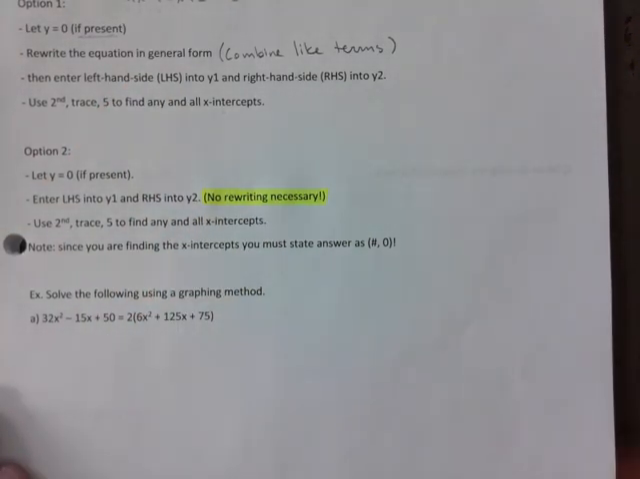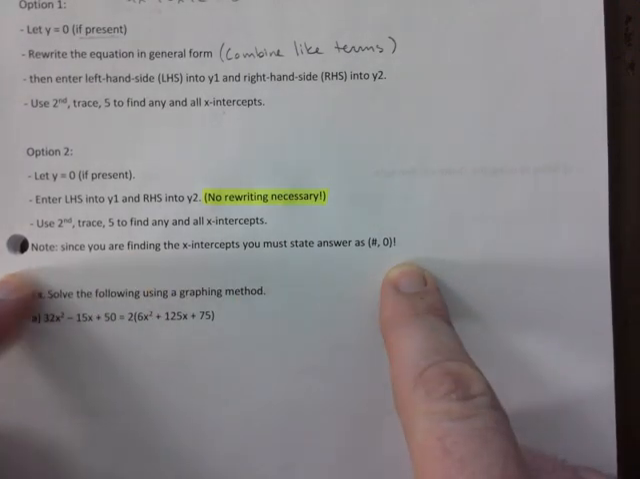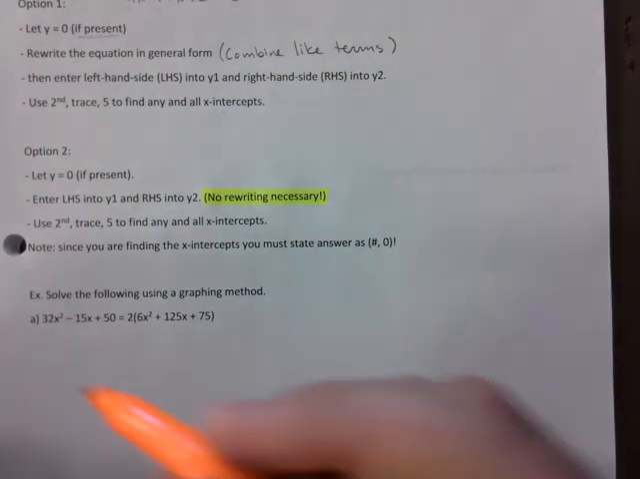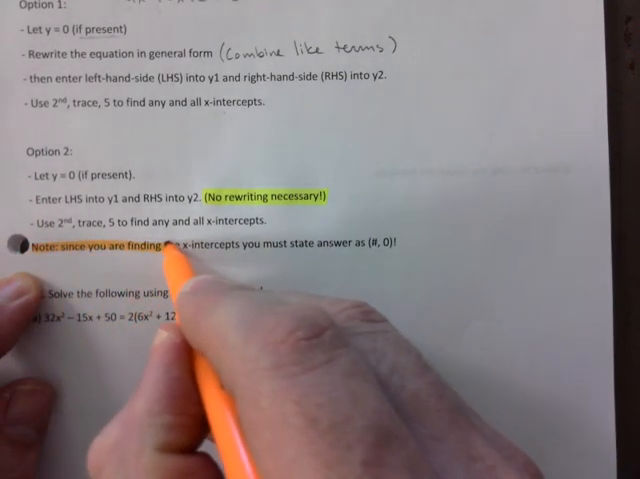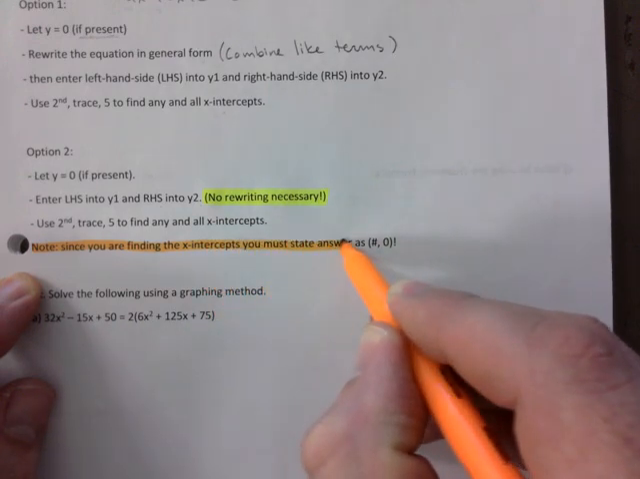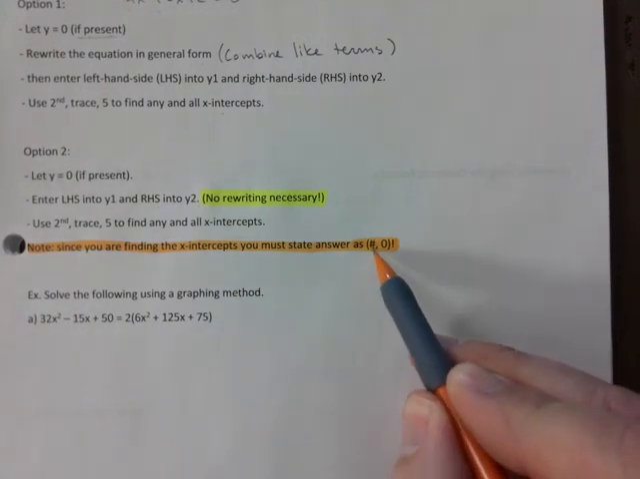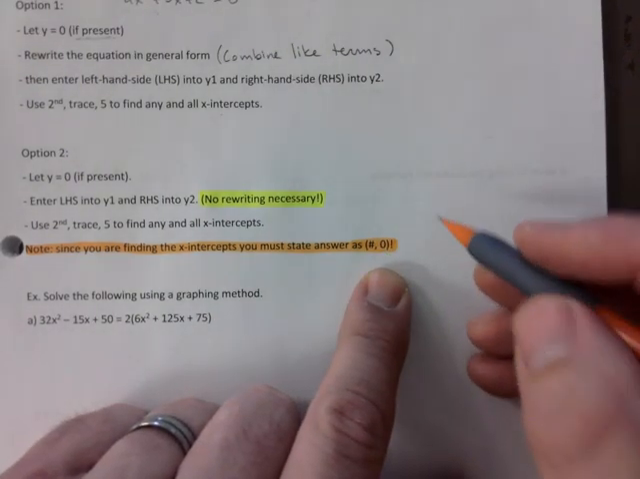But remember, this is important for this second option. Okay. I'm going to use a different color for that one, maybe orange. That's a big note for option number 2. You must state your answer as number 0. And this is what I'm trying to tell you here.